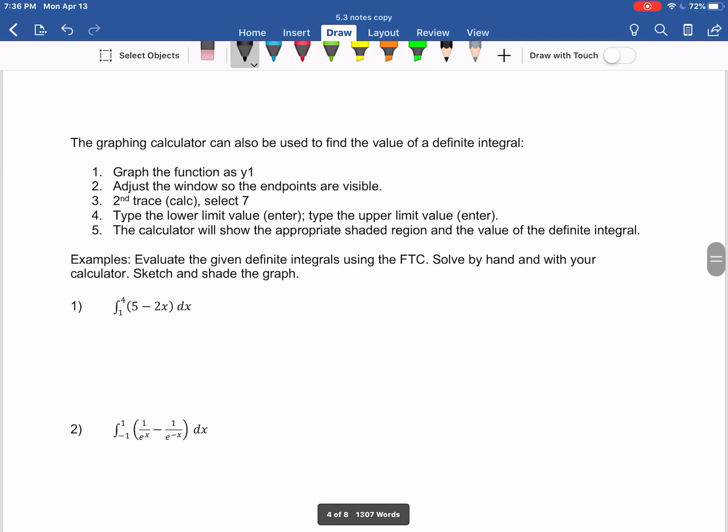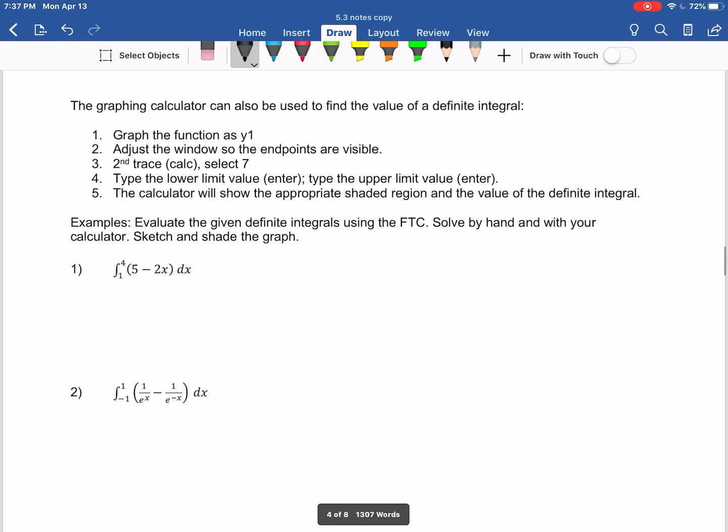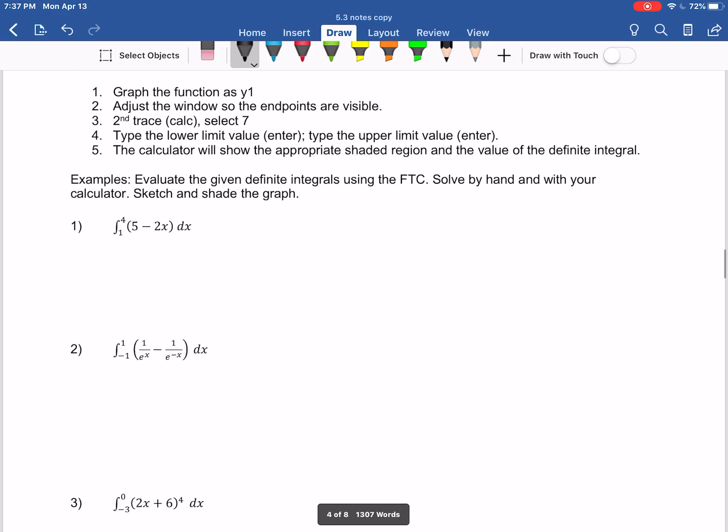One thing I want to mention is that your graphing calculator can be used to find this. So I'll show you an example in our next video, but we're going to graph the function as y1. We adjust the window so the endpoints are visible. We use our second calc option. This is the same place we went to under calculators for min, the max, the zeros, things like that. We select 7 this time. You'll see what it looks like in just a minute. And then enter in the lower and upper limits, and it will show you the graph as well as the shaded region. So for now, we're going to just table that discussion until the next video so I can show you at the same time.